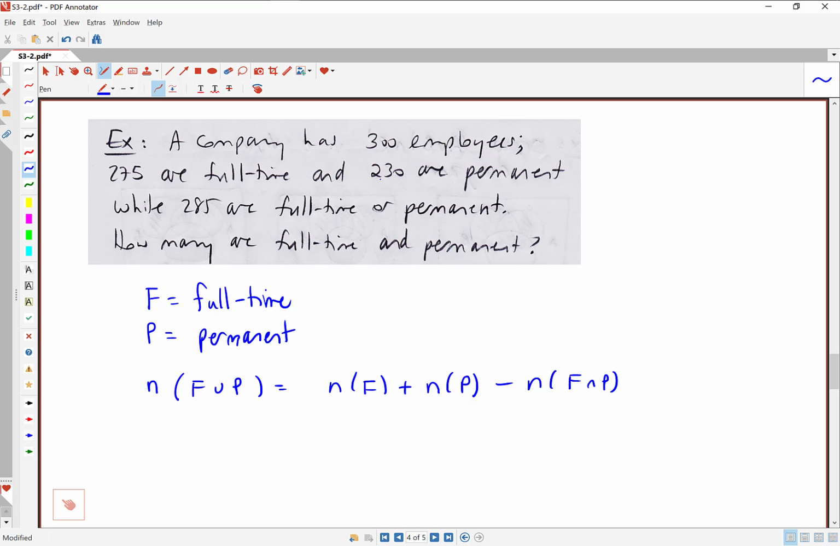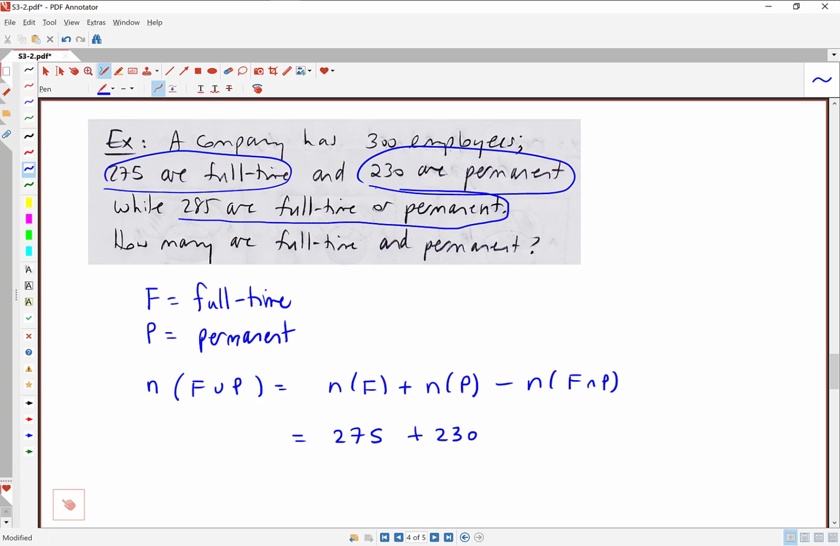So let's plug in the information from the question. We know that 275 are full-time, so that's N of F. We know that 230 are permanent, so that's our N of P. And we know that 285 are full-time or permanent. So that means full-time or permanent or both.